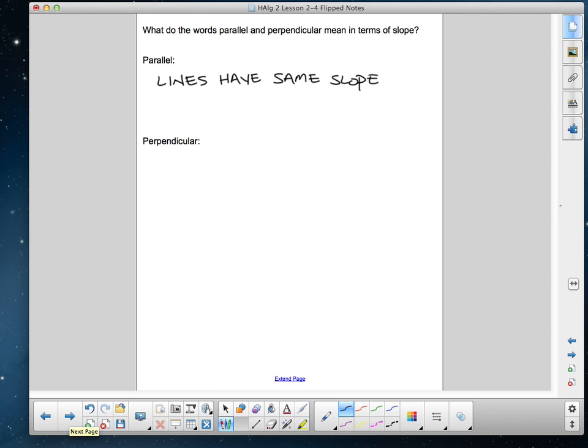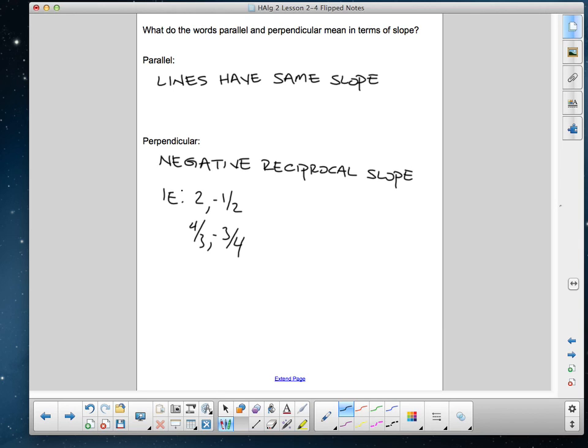Perpendicular lines, on the other hand, have the negative reciprocal slope of each other. Again, the negative reciprocal slope. Negative reciprocal will be things like 2 and negative 1/2, or 4/3 and negative 3/4. These are negative reciprocal slopes.